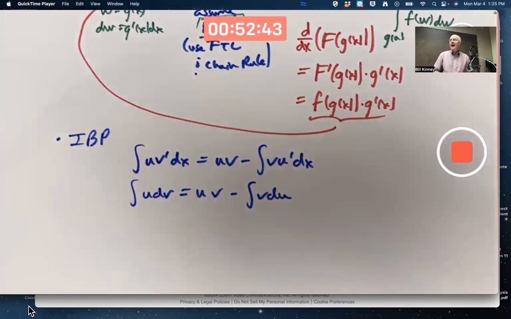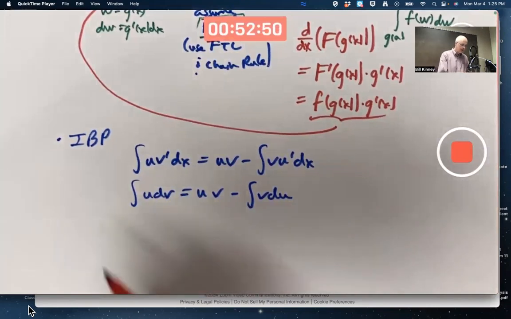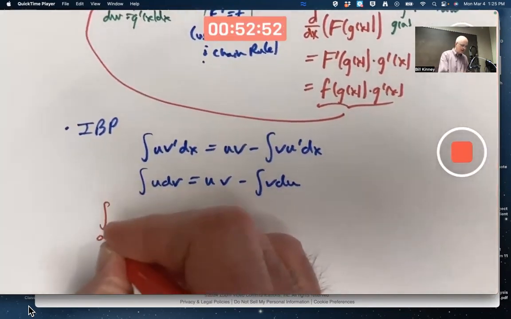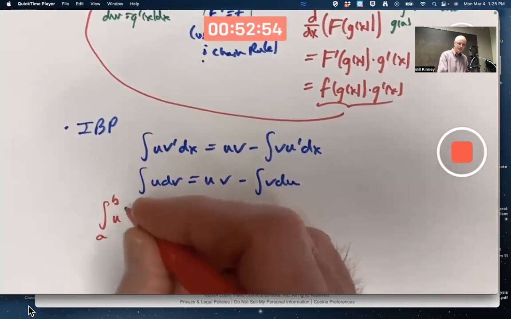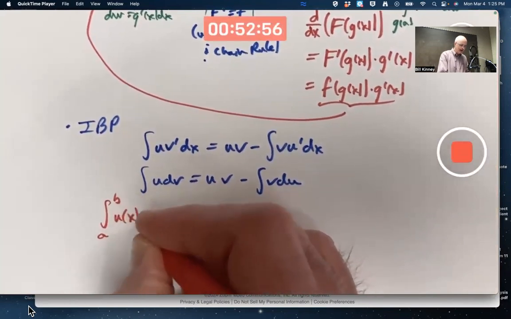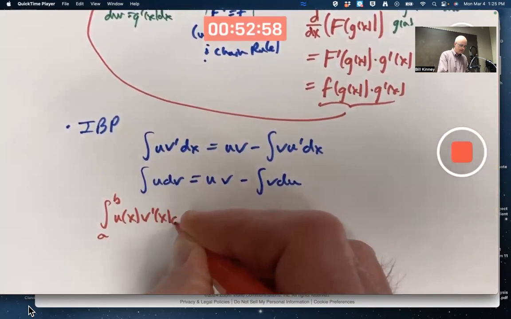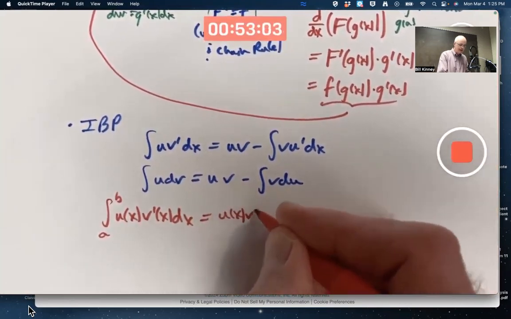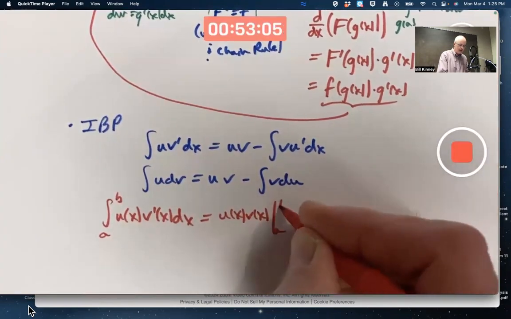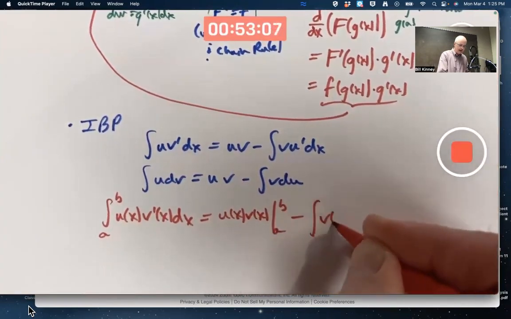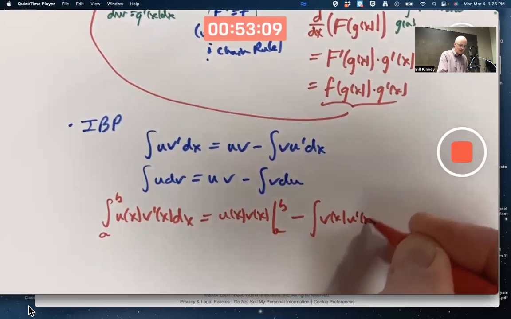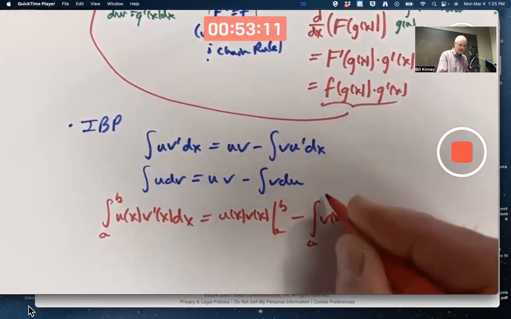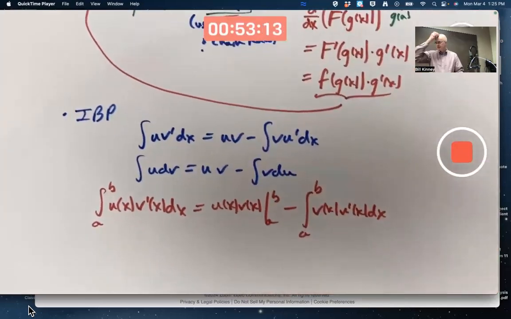You should be able to answer why integration by parts works for definite integrals as well. And then with definite integrals, you do not change the limits of integration with integration by parts. Let me put the dependence on x in here. You get u of x times v of x evaluated from a to b minus the integral of v of x times u prime of x from a to b as well. You do not change the limits of integration when you use parts.